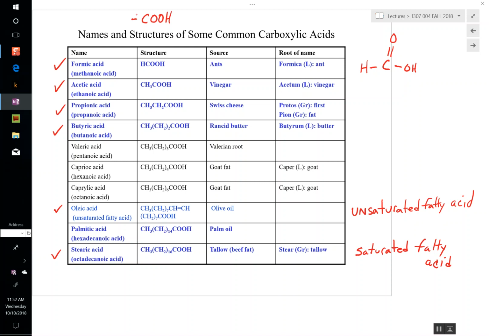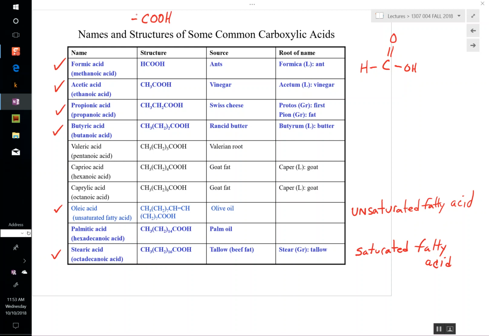Propanoic, that's the IUPAC, or propionic is the common name. Swiss cheese. Butanoic is also called butyric, and that's a pretty common name for it. You say this is butyric acid, and that is the acid when butter goes rancid. It forms that acid in there. It's forming butyric acid. All right.